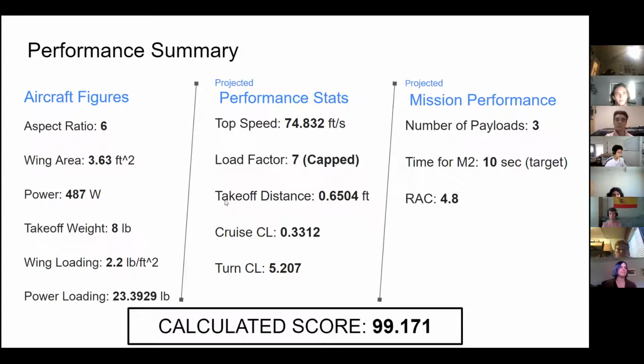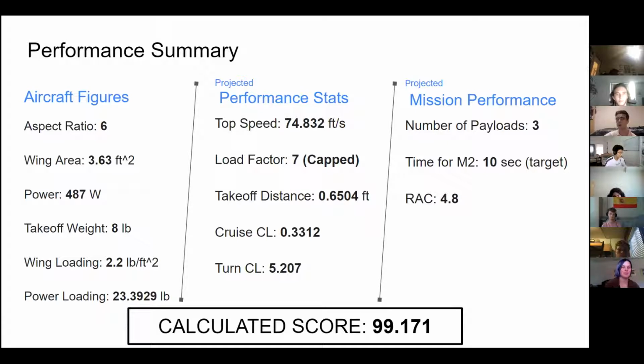Some aircraft figures. We optimize the aspect ratio to be 6. We calculate our wing area from the aspect ratio and wing loading to be 3.63 square feet. Our power will be 487 watts. Our takeoff weight, which we chose based on what's realistic and what's going to give us the highest score, is 8 pounds. Our calculated wing loading is 2.2 pounds per square foot. Power loading, another value that we found, is roughly 23.4 pounds.